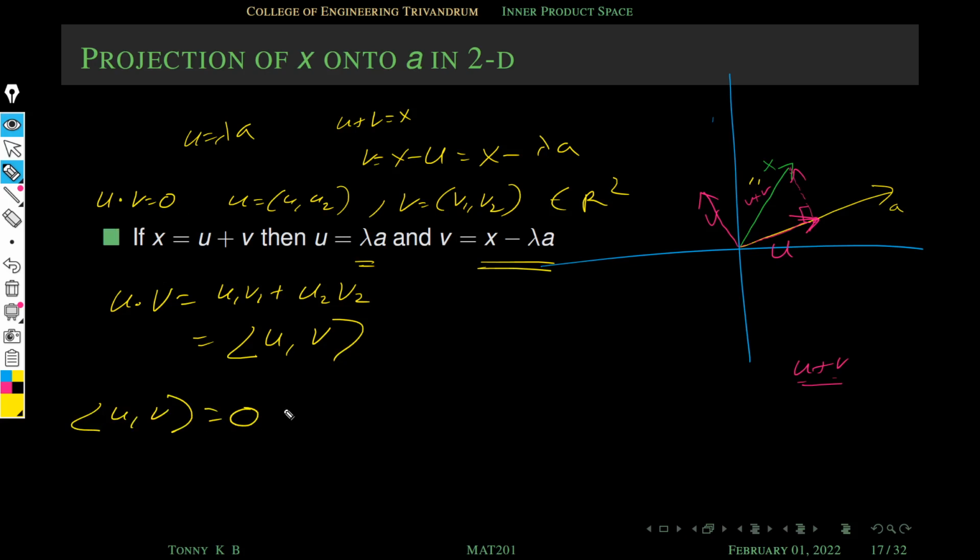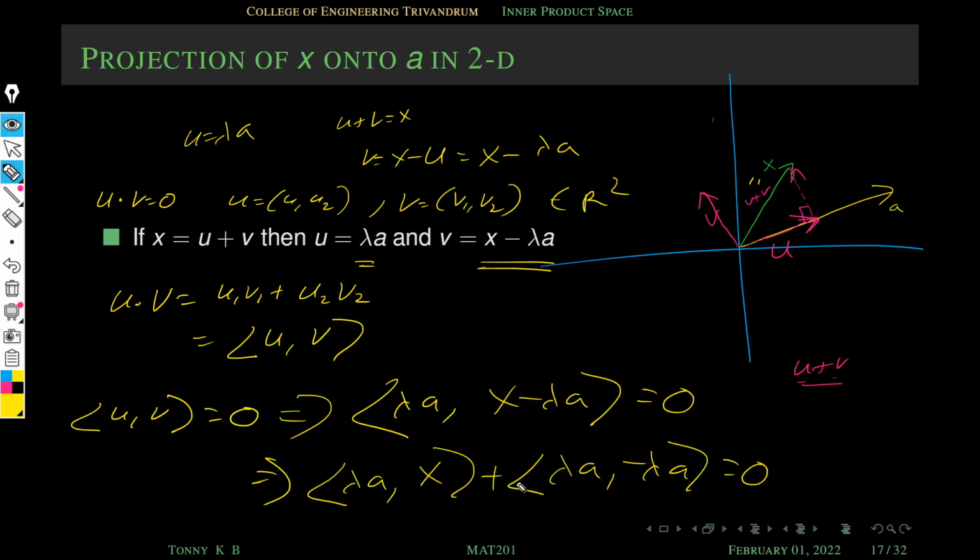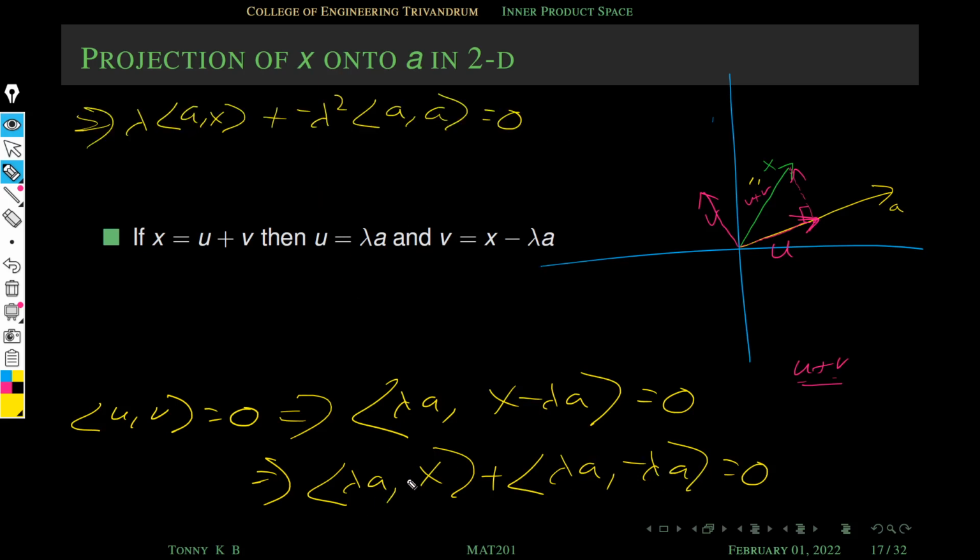So this implies what? This implies the inner product of u, where u is lambda a, and v, where v is x minus lambda a, equals 0. Then using the distributive property of inner product, you can expand this as inner product of lambda a and x plus inner product of lambda a and minus lambda a equals 0. Using the property of inner product, you can take lambda outside because lambda is a scalar. So lambda times this one, plus here one lambda and minus lambda, so this becomes minus lambda squared times inner product of a and a equals 0. Again, one lambda is common, you can take it outside. So this becomes lambda times inner product of a and x minus lambda times inner product of a and a equals 0.